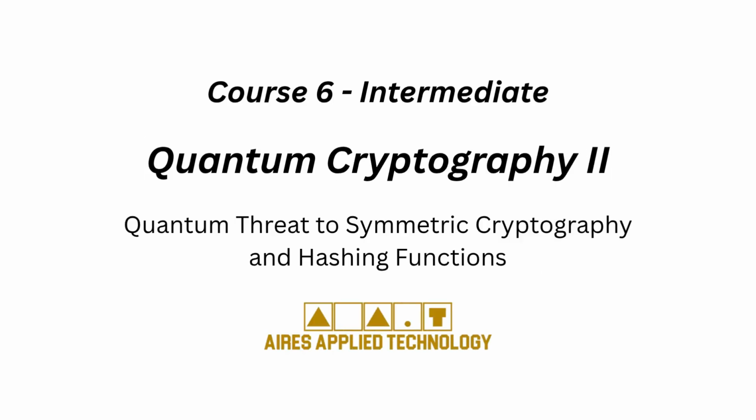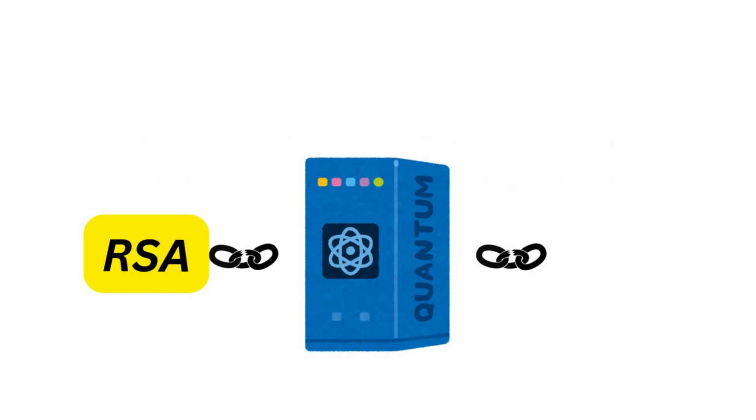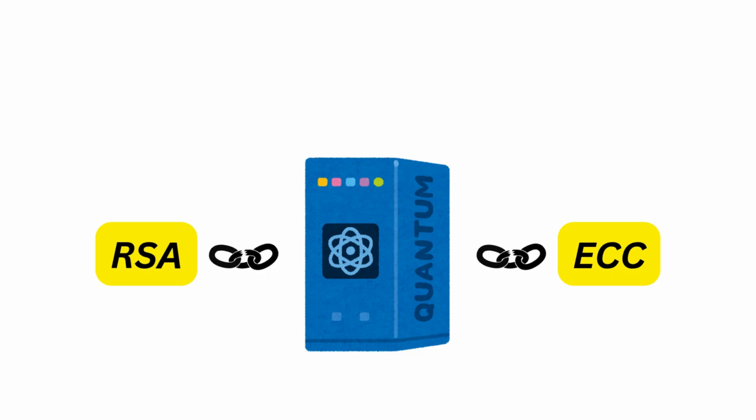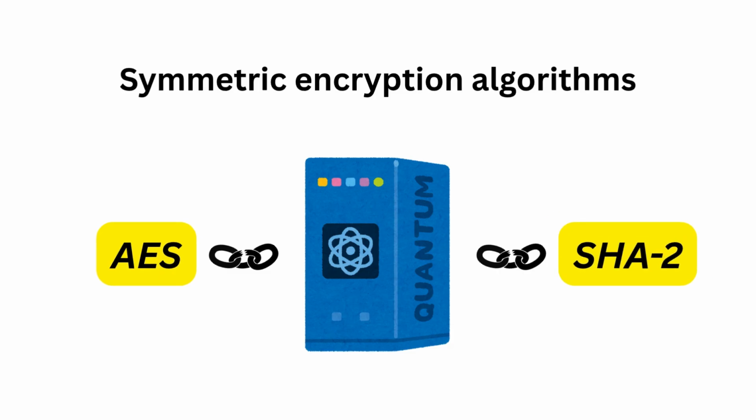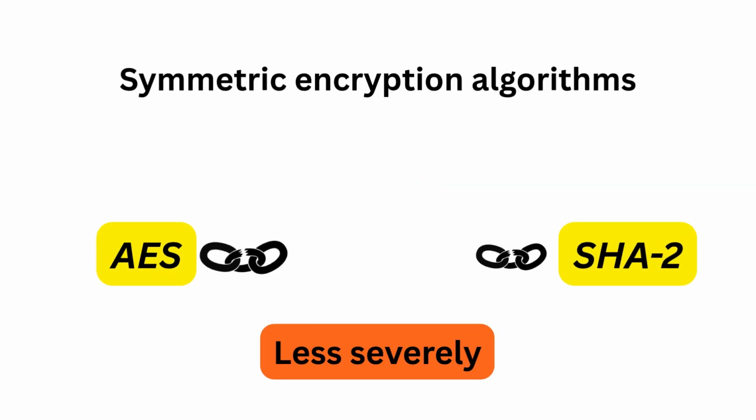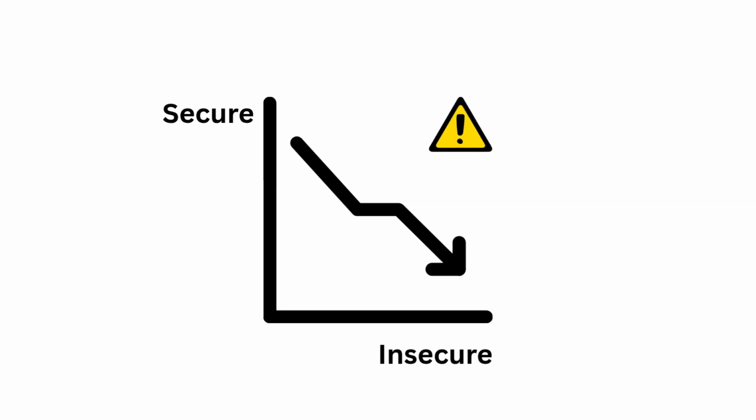Today, let's talk about quantum threats to symmetric cryptography and hashing functions, an important topic as we move toward the era of quantum computing. Most people hear about quantum computers breaking RSA or ECC, which are asymmetric encryption algorithms. But symmetric systems like AES and SHA-2 are also affected, just less severely. Quantum computers don't completely break them, but they reduce their security margin, which means we need to strengthen these systems to stay safe in the post-quantum world.